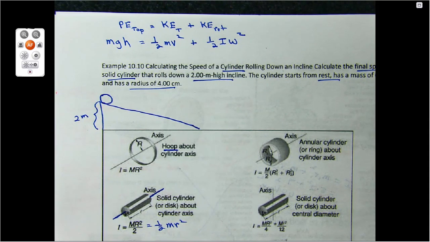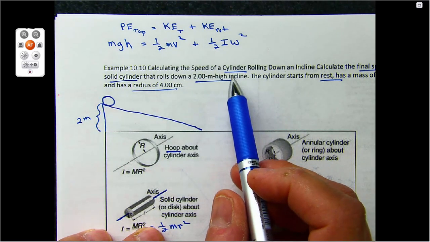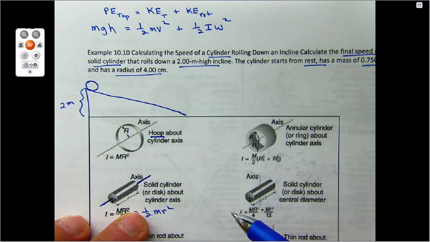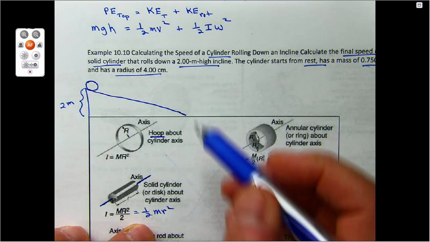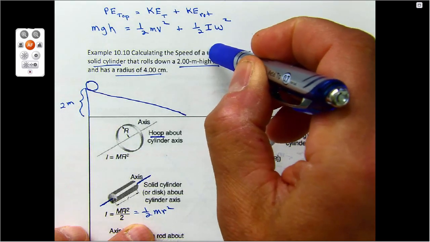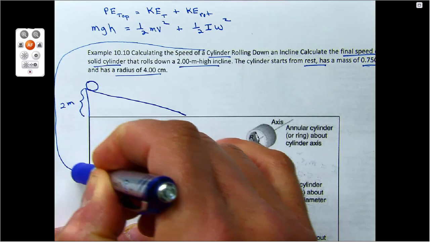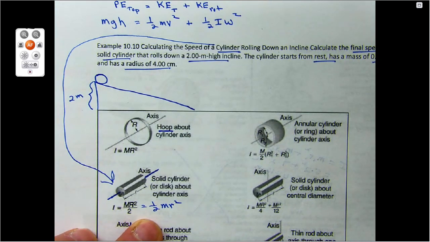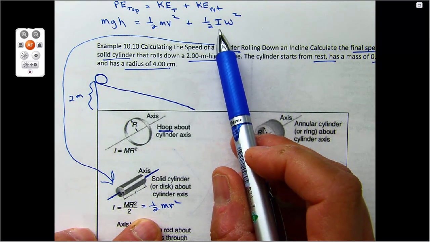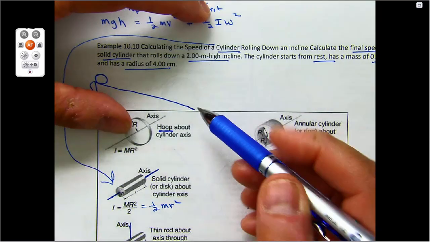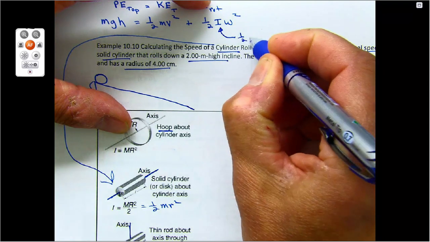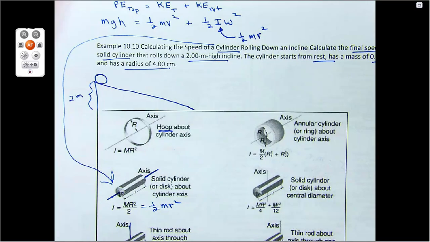We have a solid cylinder. So if we have a solid cylinder, there's our solid cylinder. So our moment of inertia is one half mr squared.